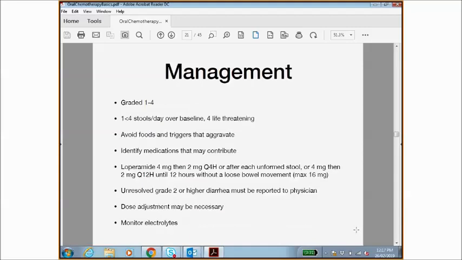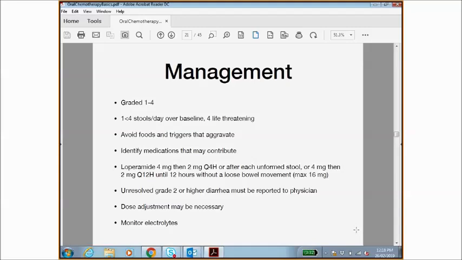So the toxicities are all graded from 1 to 4, 1 being the least bothersome, although it's still serious, up to 4, which could be life-threatening. So in diarrhea, less than 4 stools a day over baseline would be grade 1, and grade 4 would be dehydration, electrolyte imbalances. So what can we do?